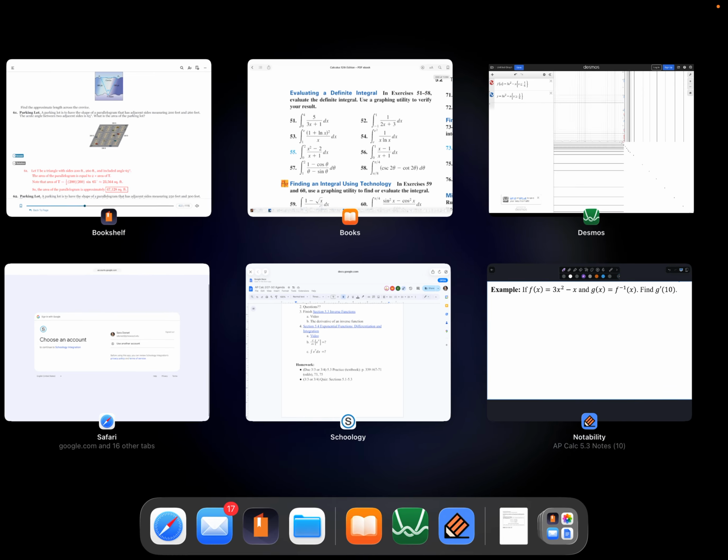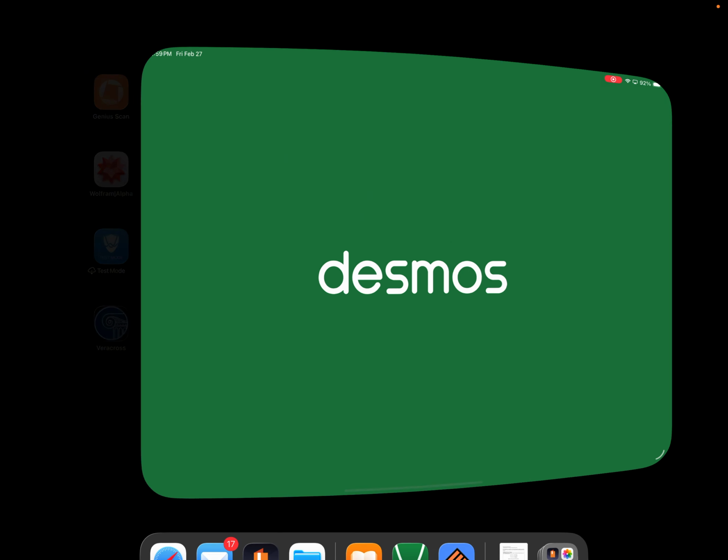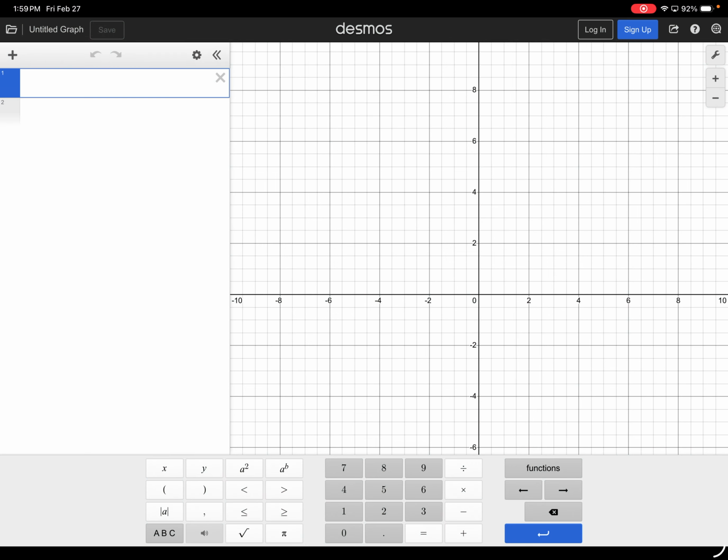Why does it do that? Every single time I try to use Desmos, it does that. It doesn't do that on the website. It might be because I'm projecting.